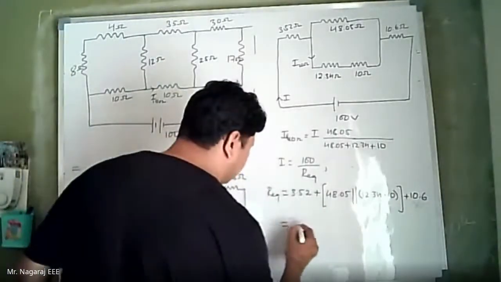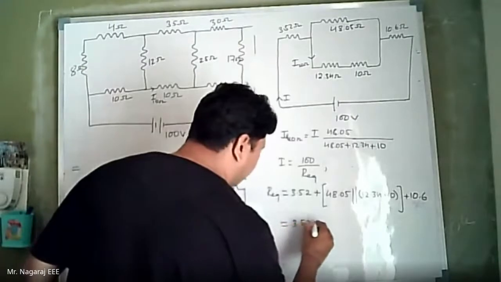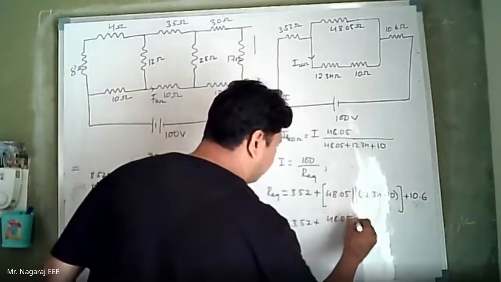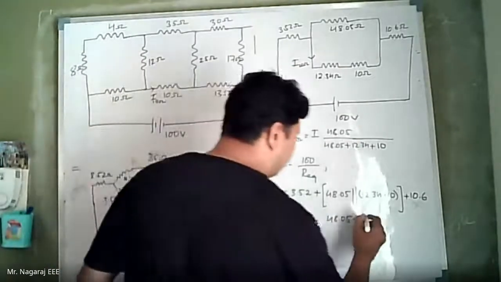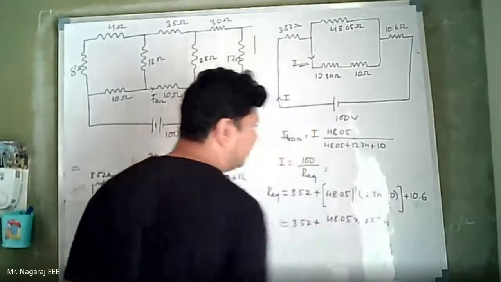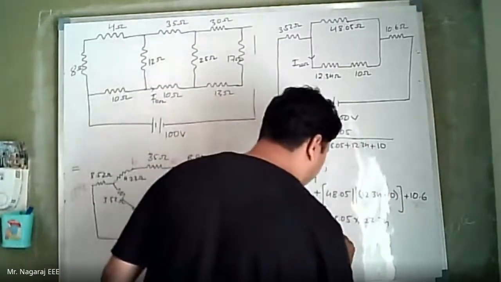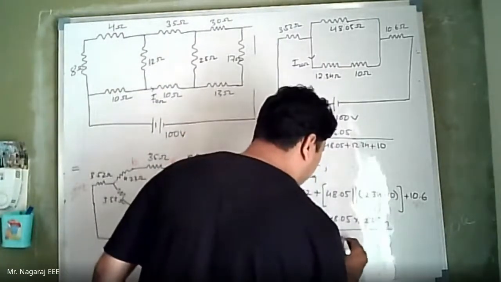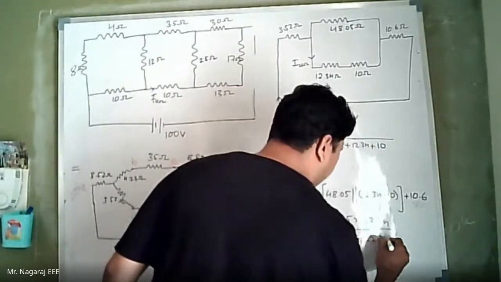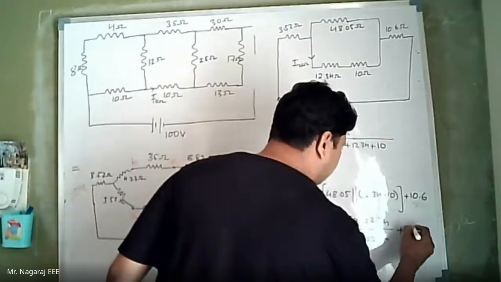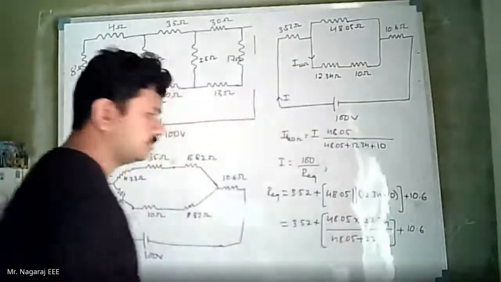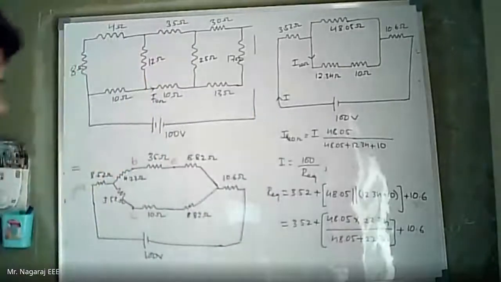So this is equal to 3.52 plus 48.05 multiplied by 22.34, that is 12.34 plus 10, 22.34, divided by 48.05 plus 22.34, plus 10.6. Okay, so we should find this out now.